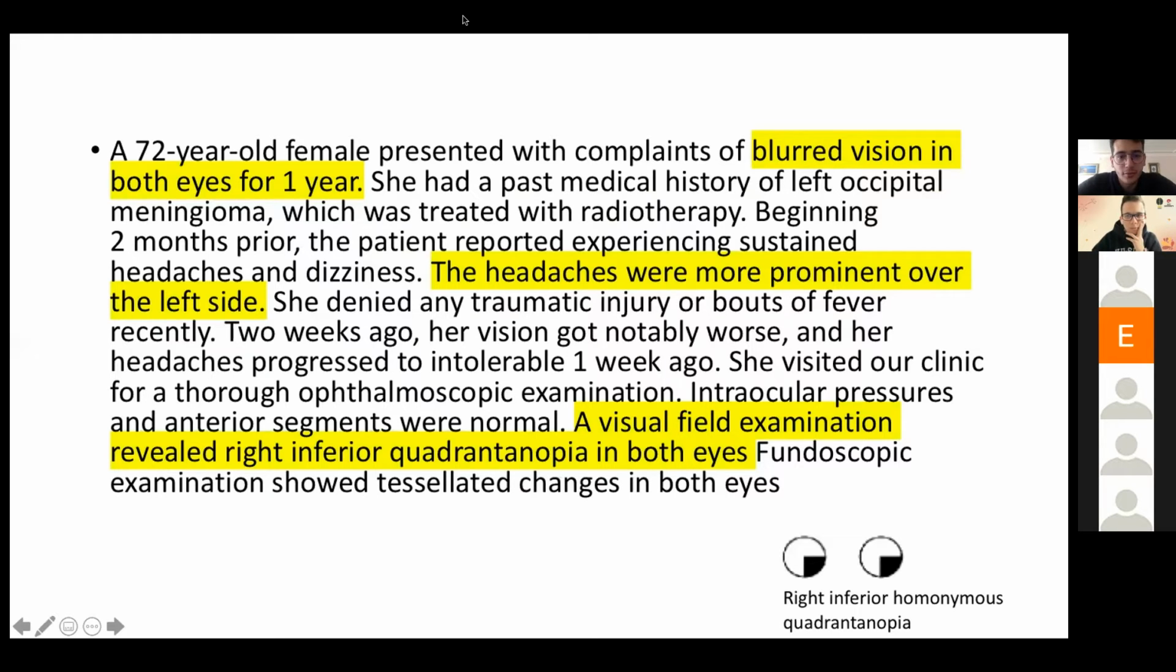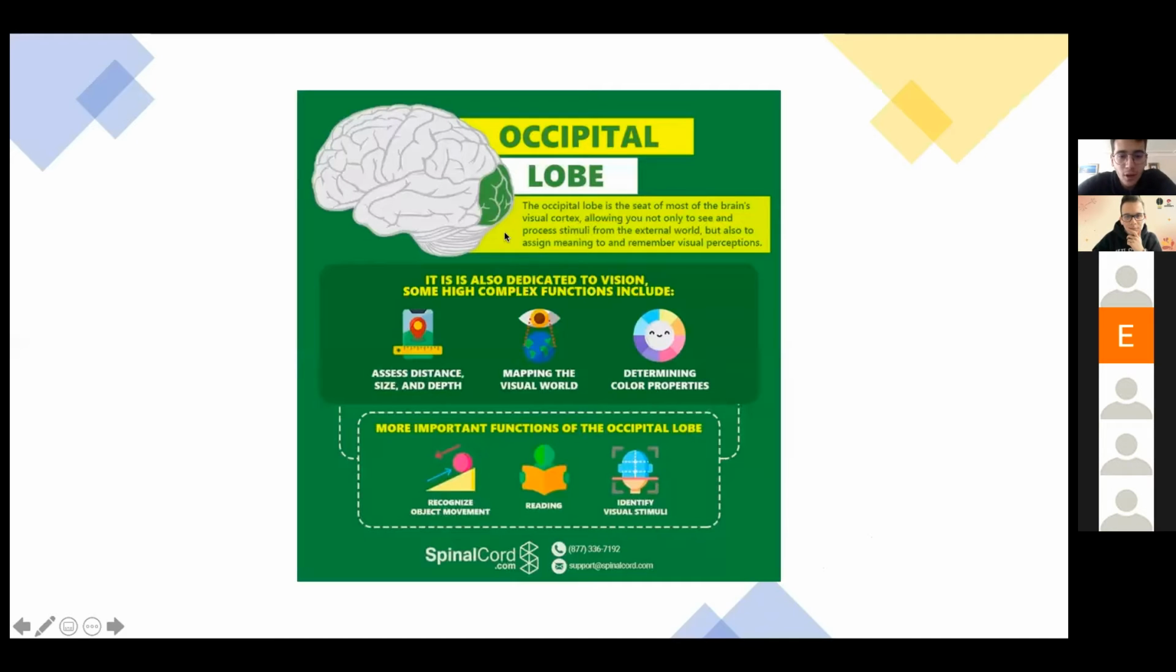Occipital lobe. Yes, great. Who was that? And you can write to all of the participants. I saw just a message directly to me. Great. Yes, it's the occipital lobe because it's about all visual functions: assessing distance, size, and depth, mapping the visual world, determining color and properties. And you're right.